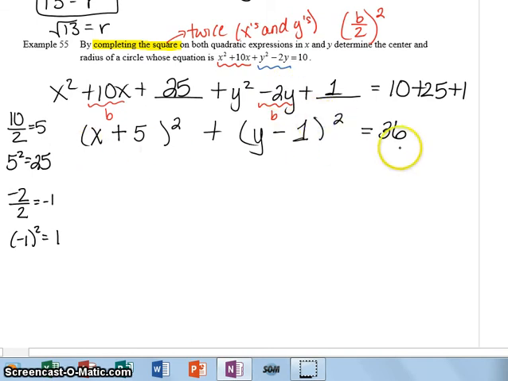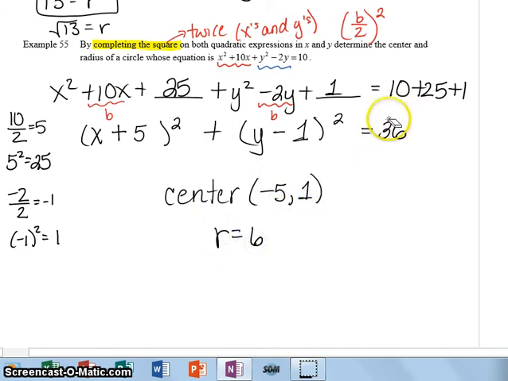So there's my center-radius form. Now I can identify, it says determine the center. My center is opposite sign, so it's negative 5, positive 1, and I have a radius of 6. How do I get 6? I take the square root of 36 and I get 6.